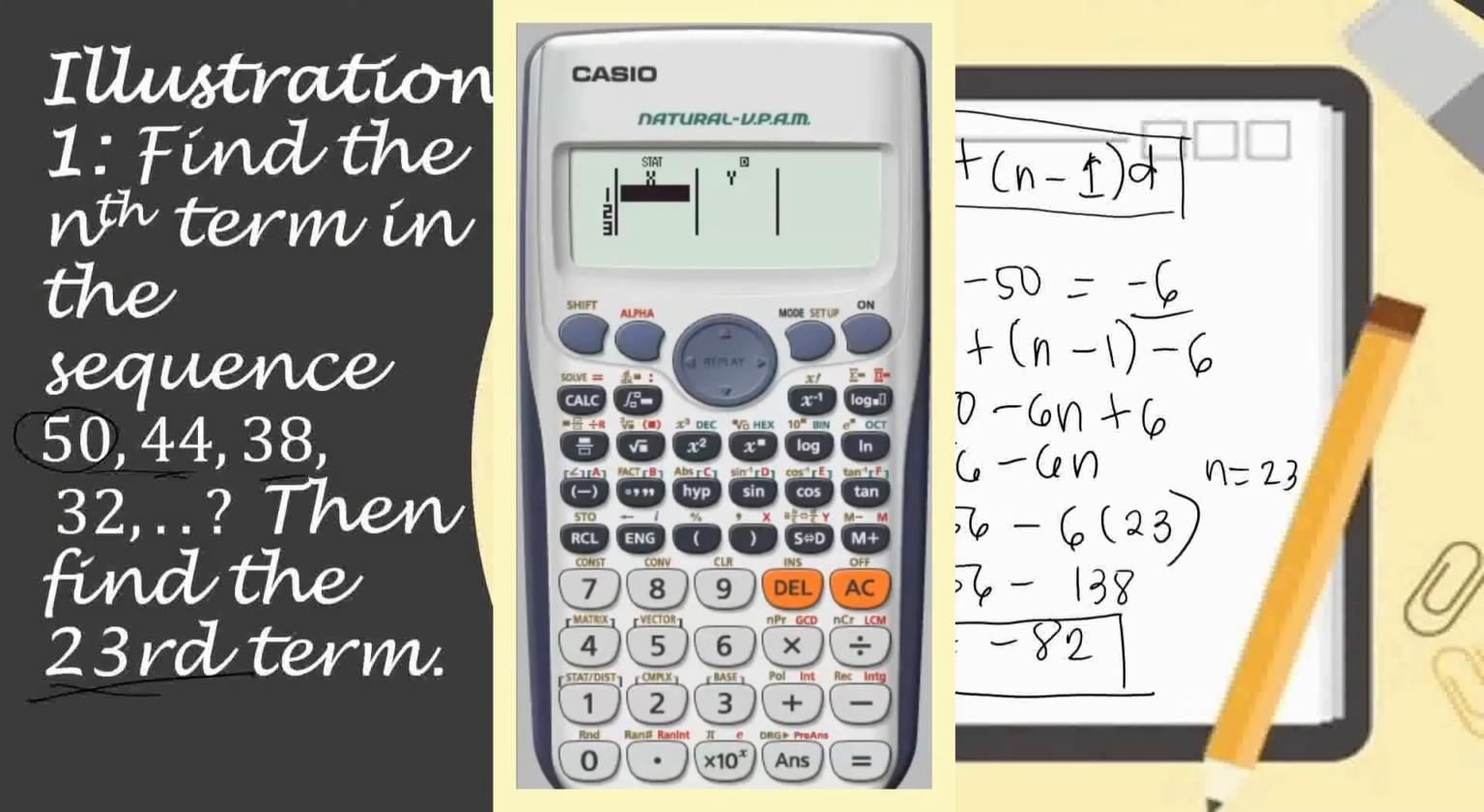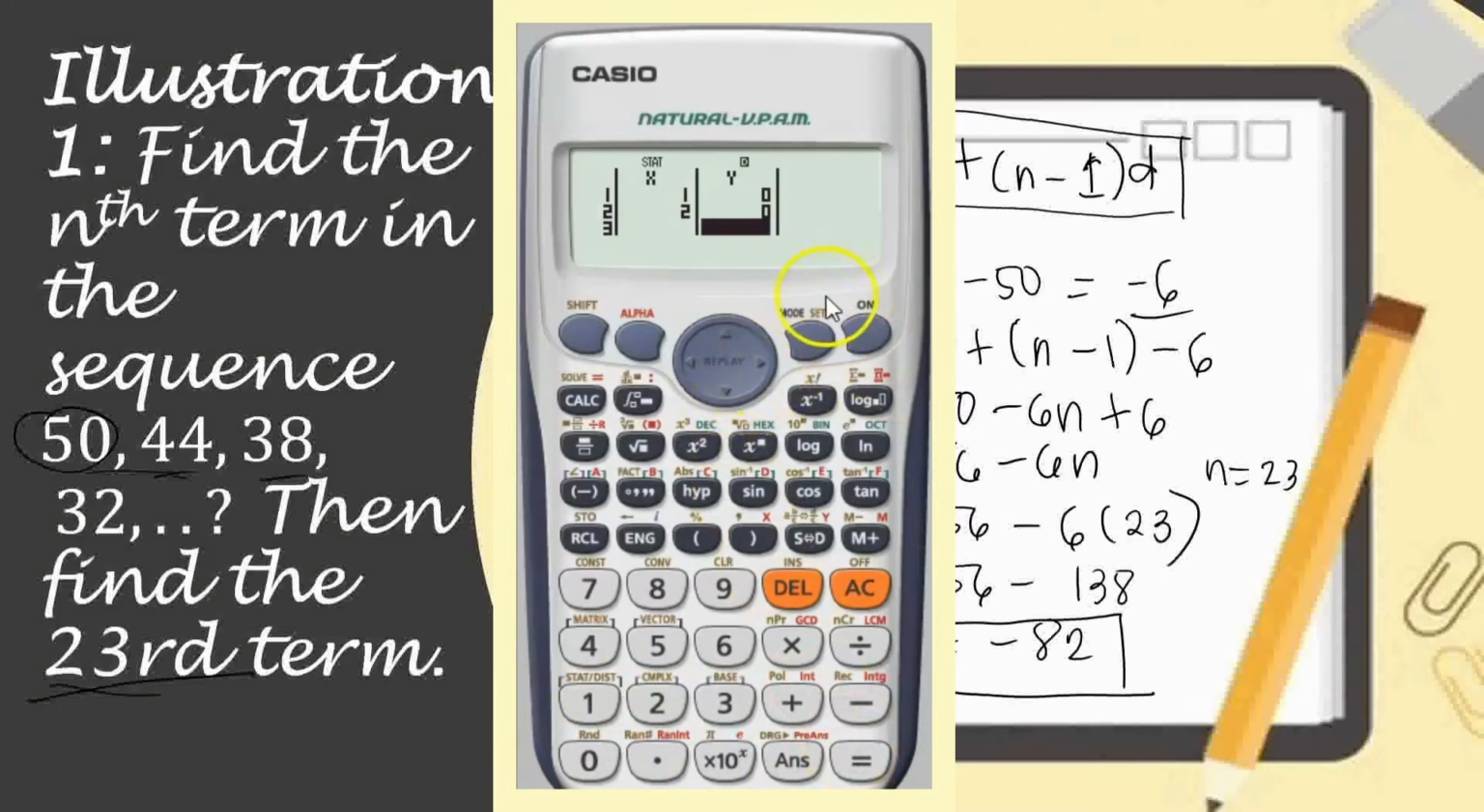So, ito yung i-calculate natin. Dapat magtugma yung answer natin dito sa calculator saka dun sa manual na solution. Sa manual solution, nakuha natin ay negative 82, yung 23rd term. Kahit dalawang terms lang yung i-input natin dito, ma-identify agad ng calculator natin kung ano yung common difference. Kahit yung first and second term lang ilagay natin, pwede na yun. So, yung first, then second, and then yung corresponding values nila.